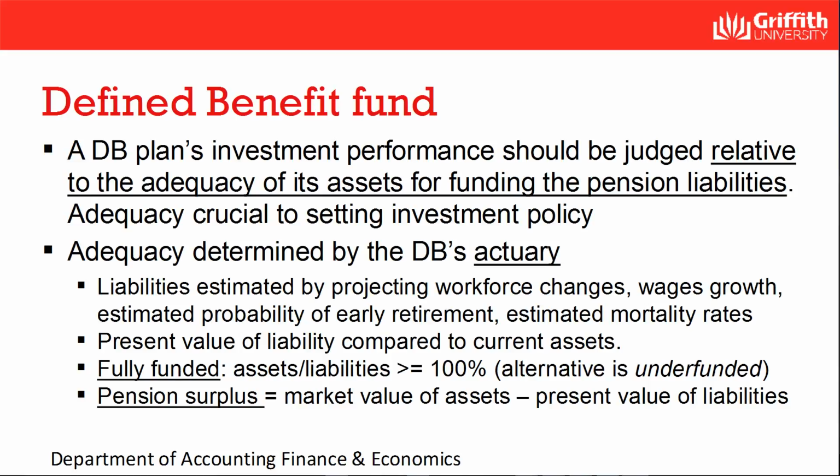A defined benefit plan's investment performance should be judged relative to the adequacy of its assets for funding the pension liabilities. Adequacy is crucial to setting the investment policy. Firstly, an actuary will determine the liability size and how its present value relates to the portfolio's existing asset size. The relationship between the value of a plan's assets and the present value of its liabilities is known as the plan's funded status. In a fully funded plan, the ratio of plan assets to plan liabilities is 100% or greater.